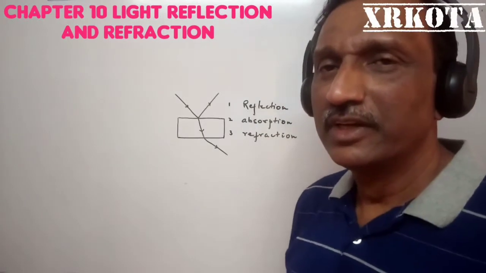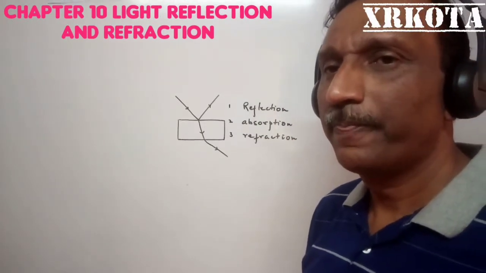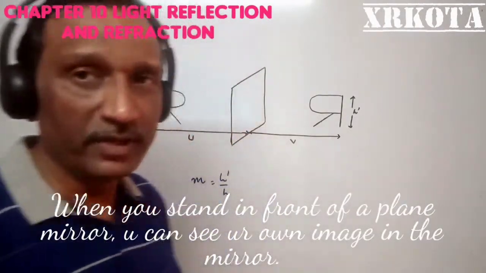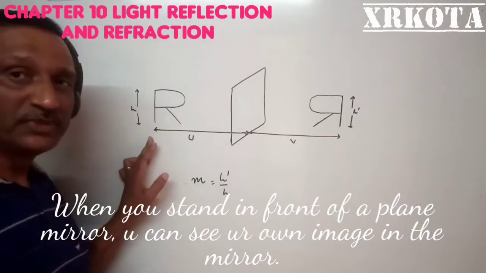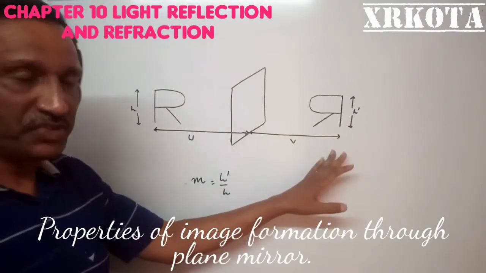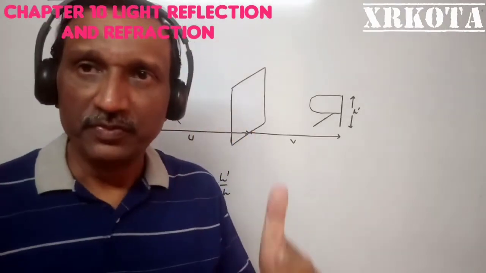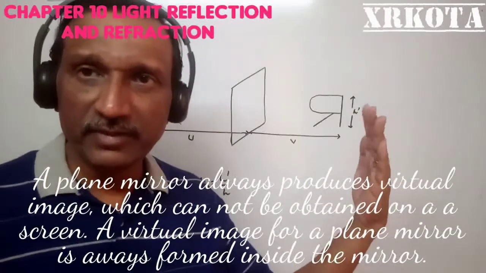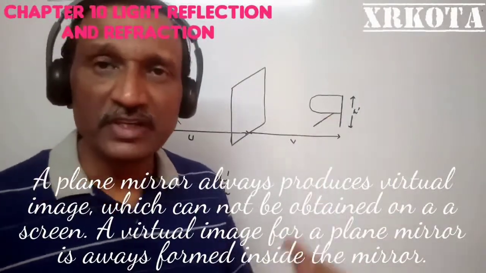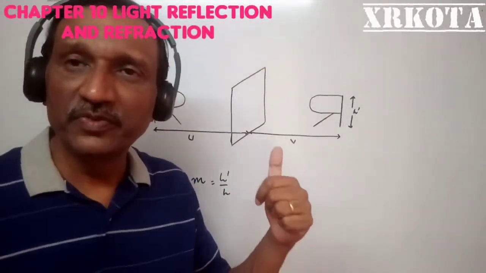First we shall study reflection of light through a plane mirror, the image formation by a plane mirror. Whenever an object is placed in front of a plane mirror, the image is formed inside it. The image which is formed inside the mirror, which cannot be drawn on a screen, is called a virtual image. A virtual image cannot be drawn on a screen. So the image formed in a plane mirror is always a virtual image.